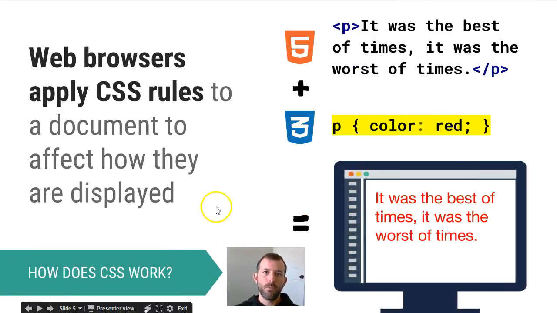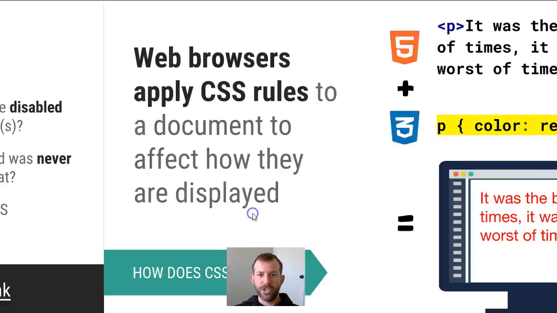What happens is the web browser will marry the HTML you write with the CSS rules you write. So in this case, I have some HTML. I have a paragraph. It says it was the best of times, it was the worst of times. And then I have some style rule. This one says any paragraph element, color its text red. When you combine those two things, you would see something on the page like this. You have the content, and then you have how to display it. So this is how CSS works. Your web browser stitches it together with HTML.